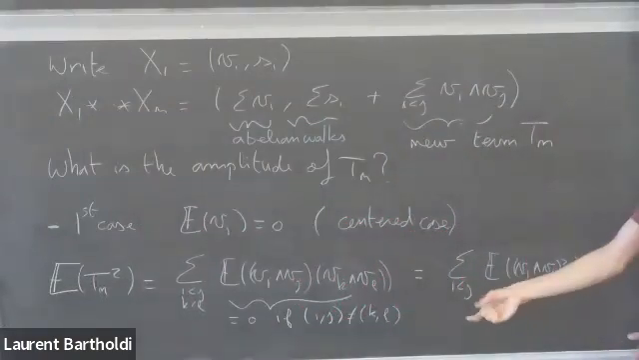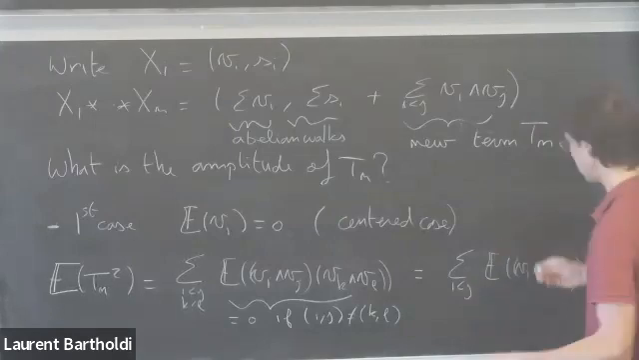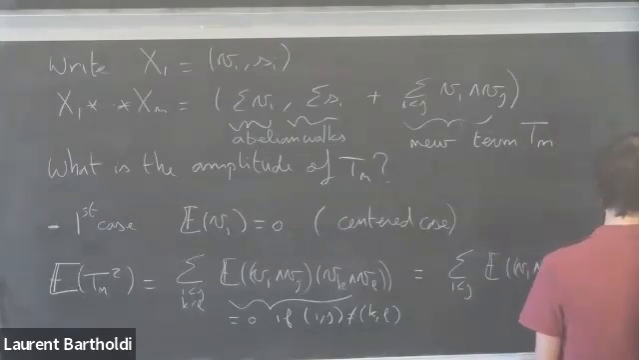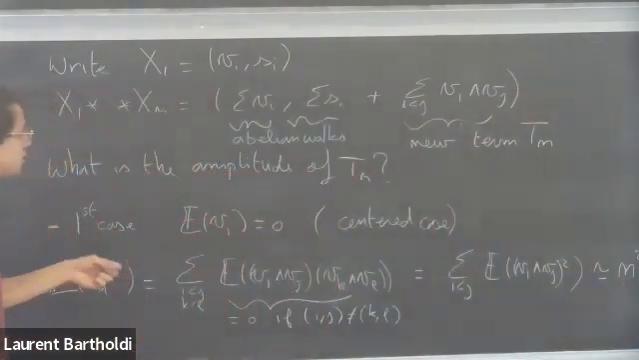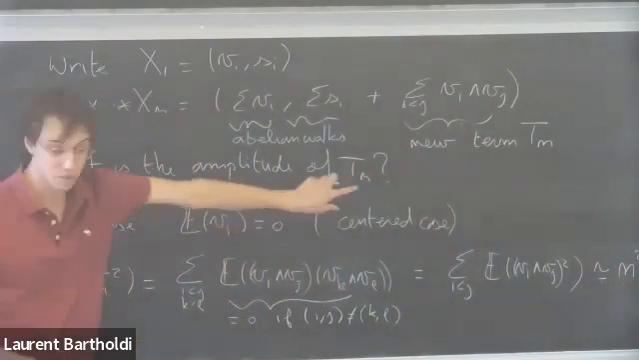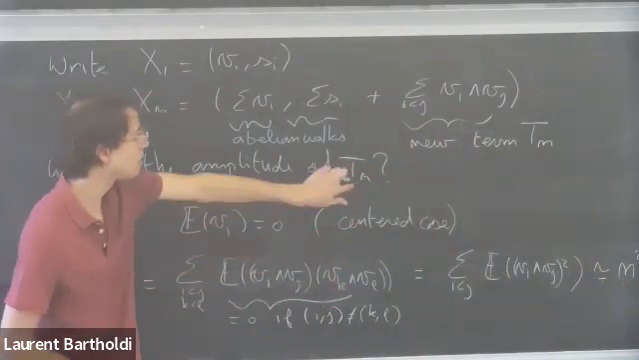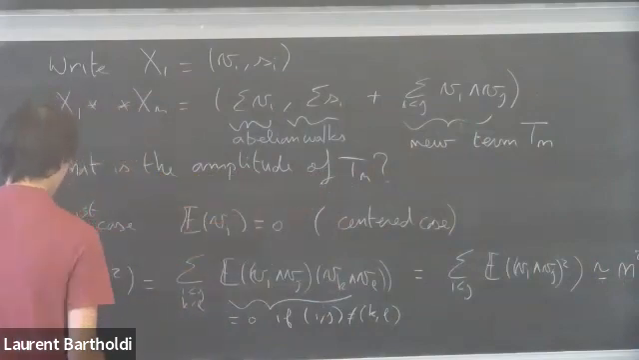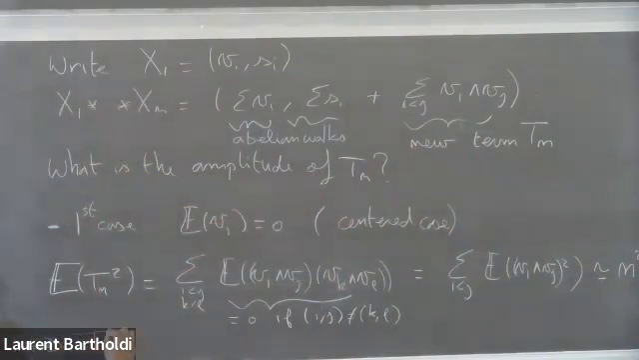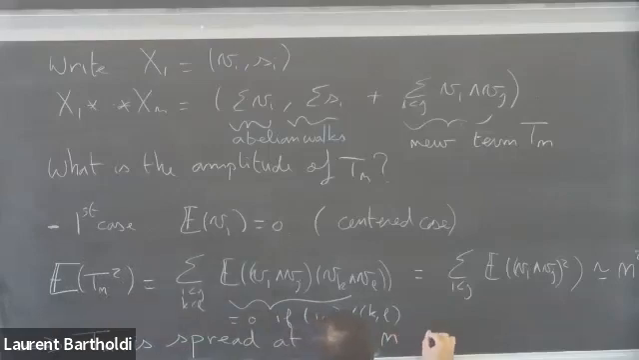So these are positive terms. You have roughly n squared positive terms, so the order of the expectation of T_n squared is n squared. And so the heuristic I want to give you is that the amplitude of T_n is n. This is some random variable that is spread at scale n around its expectation, which is 0.